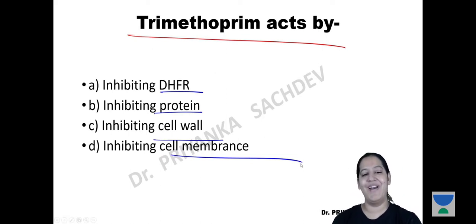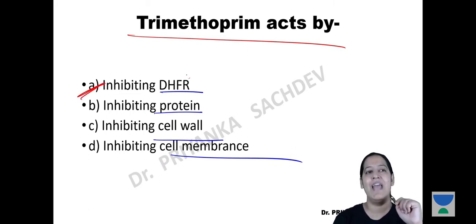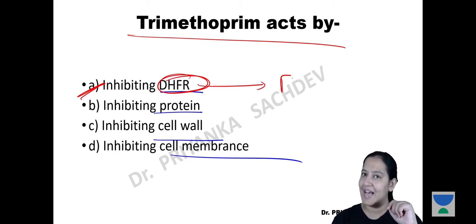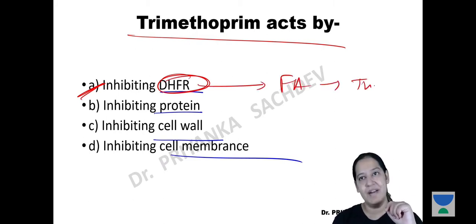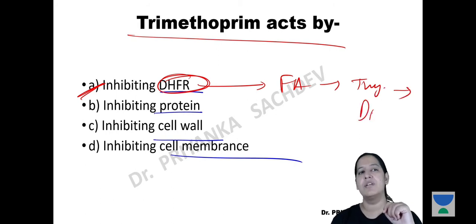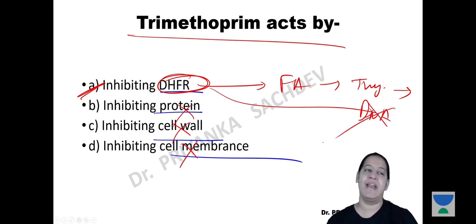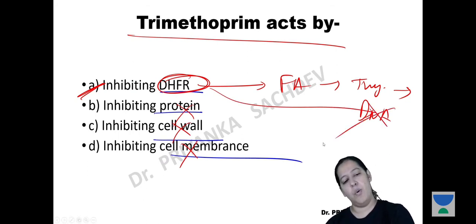Yes, you all are right. The correct answer here is it is inhibiting DHFR, dihydrofolate reductase. So that's why it is inhibiting folic acid synthesis. So it is inhibiting thymidine synthesis. So it is inhibiting DNA, not protein, not cell wall, not cell membrane. It is inhibiting DNA synthesis indirectly, not directly. So the correct answer here is A. You all are right. Very good.